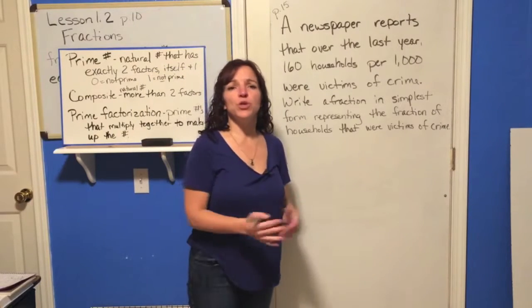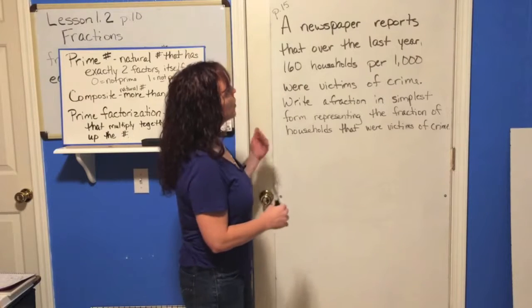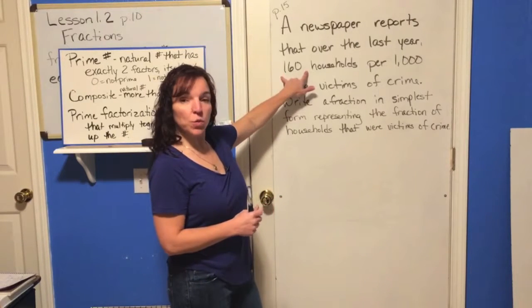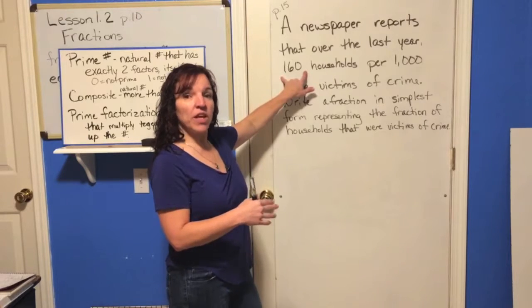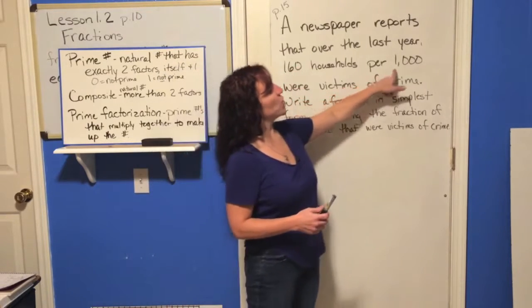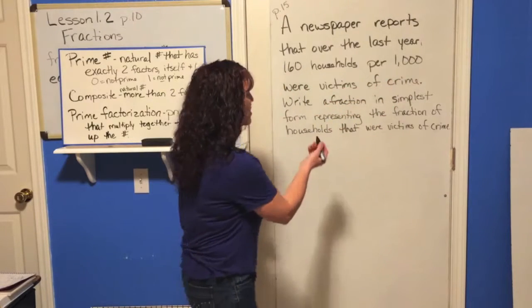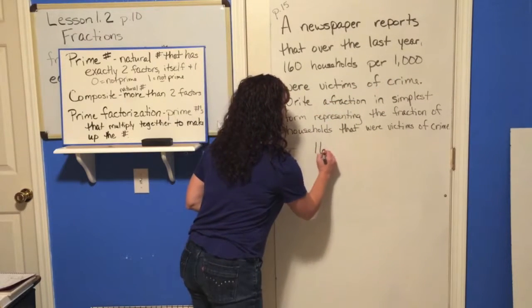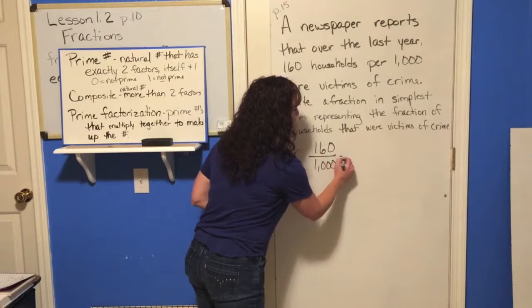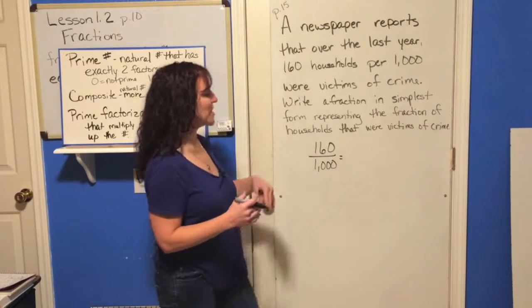So all we're going to do here is look to see how many households were involved. It's 160. It's 160 out of how many in the whole? The whole is the 1,000. So our fraction is simply going to be 160 over 1,000. And then all we have to do is reduce it down to its simplest form.